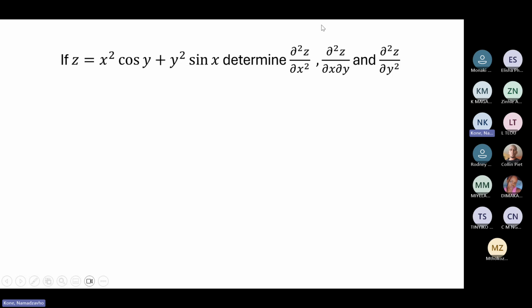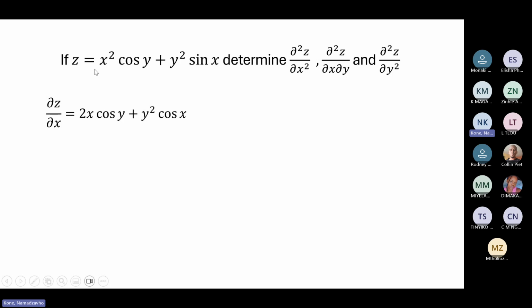So for us to do these second order derivatives, we definitely need first order derivatives first. Even if they have not been asked, we need them. We cannot come to these second order derivatives without finding the first order derivatives. So what we will do first is to find the partial derivative dz dx, and then the partial derivative dz dy. Then we can take all the answers from those first derivatives.